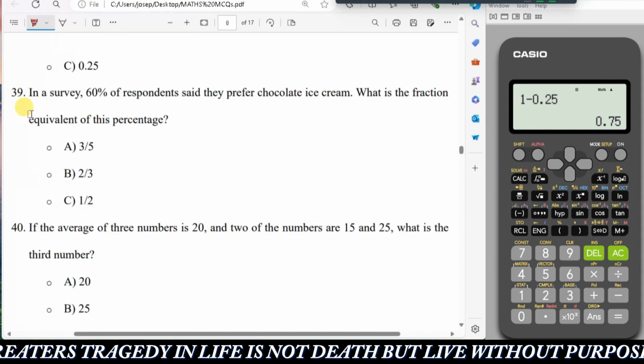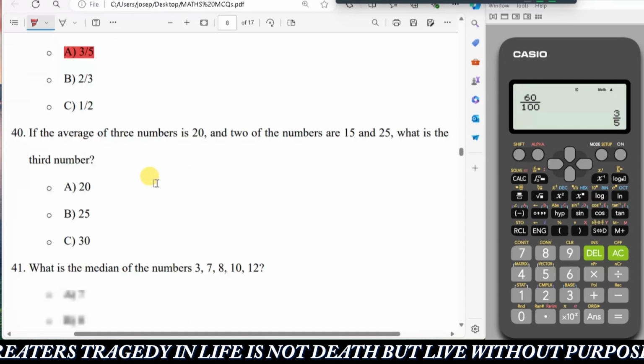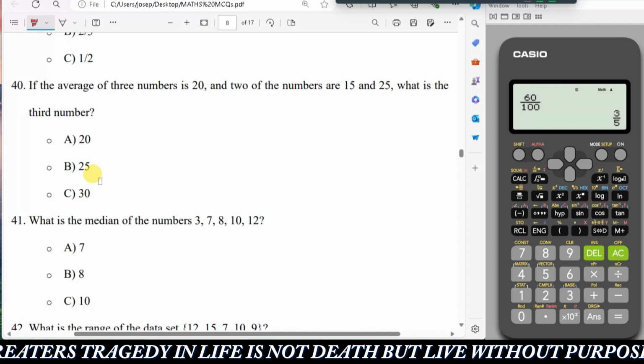Alright. Number 39. In a survey, 60% of respondents said they prefer chocolate ice cream. What is the fraction equivalent of this percentage? Now, you should know that percentage means out of 100. So just take 60 over 100 and break it down, and you get the fraction, which is 3 over 5. So the correct answer here is 3 over 5.